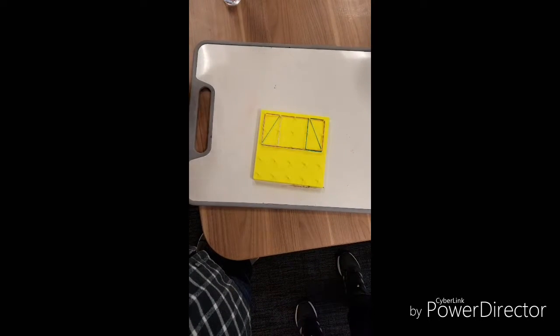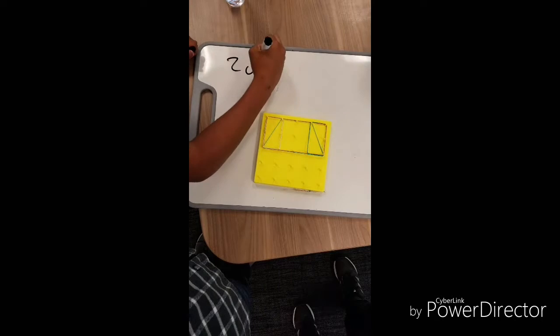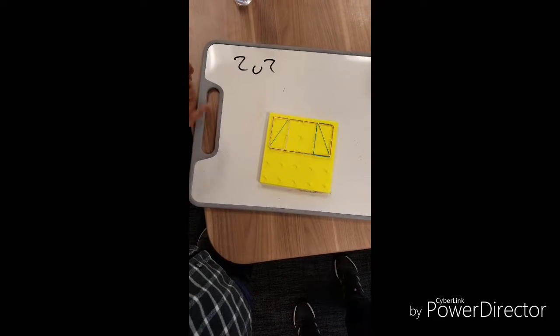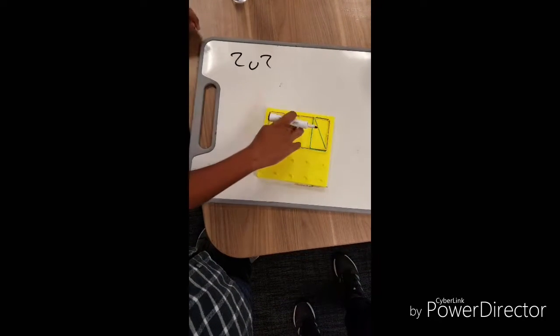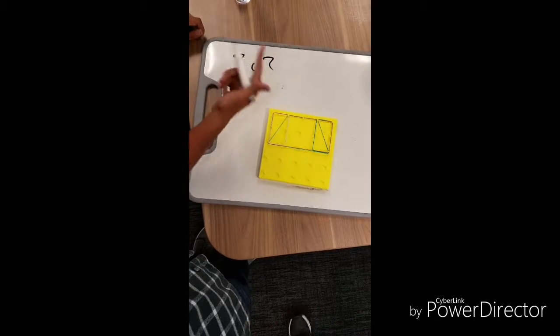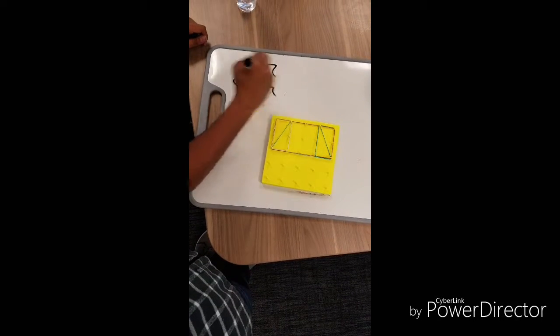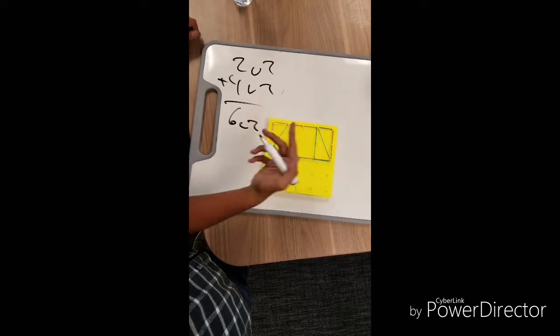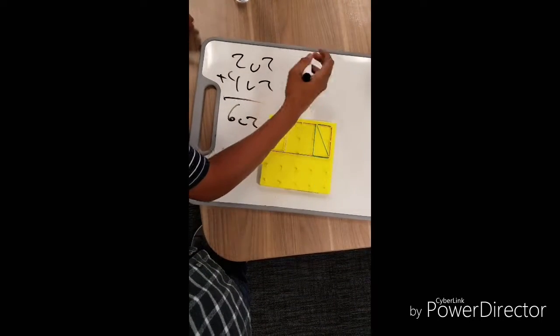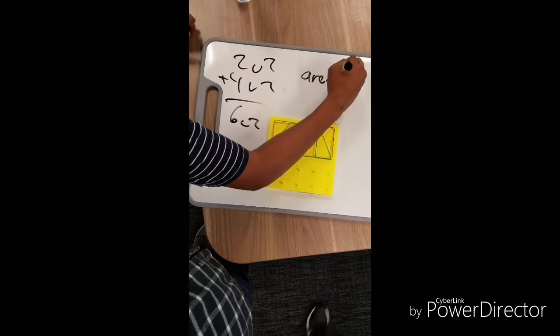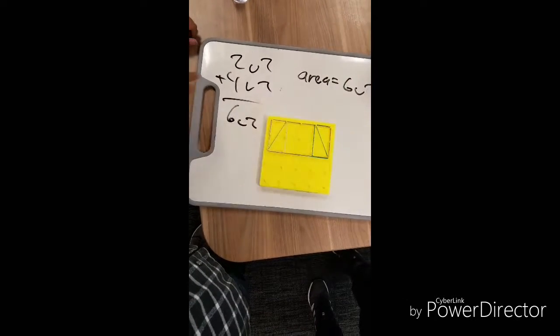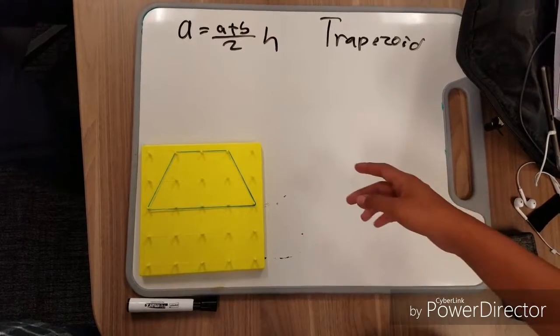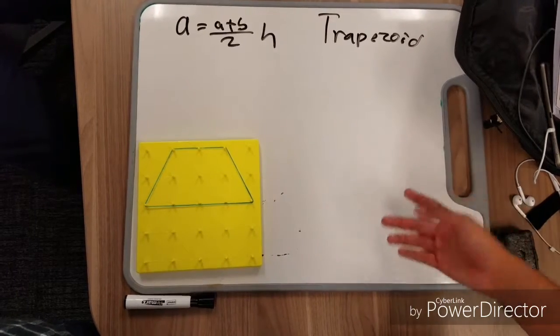So we know right now that we have 2 units squared. For the square in the middle, we know that it's 4 units squared. Adding 4 units squared plus 2 units squared equals 6 units squared. So the area of the trapezoid is going to be 6 units squared.